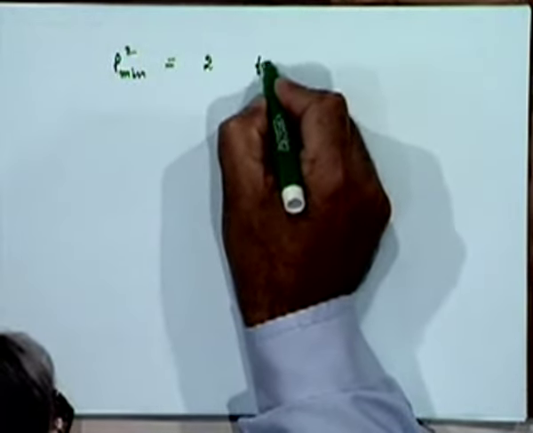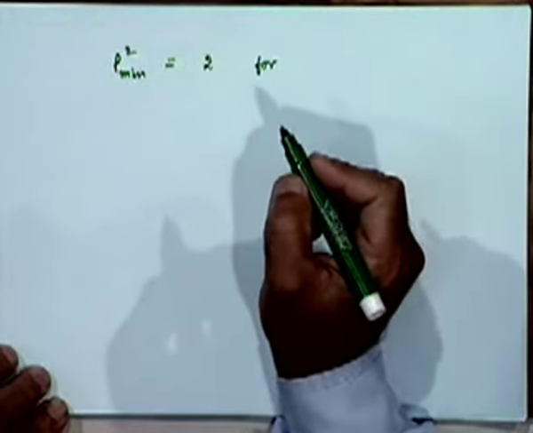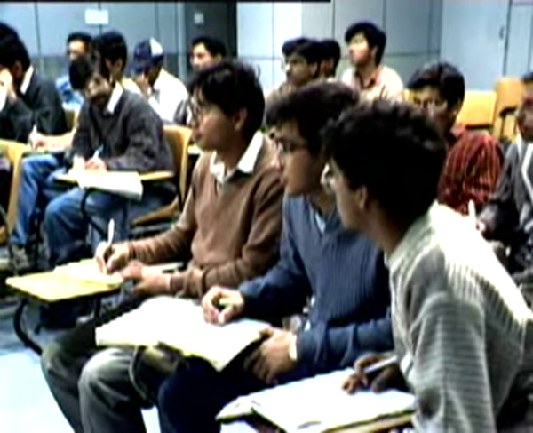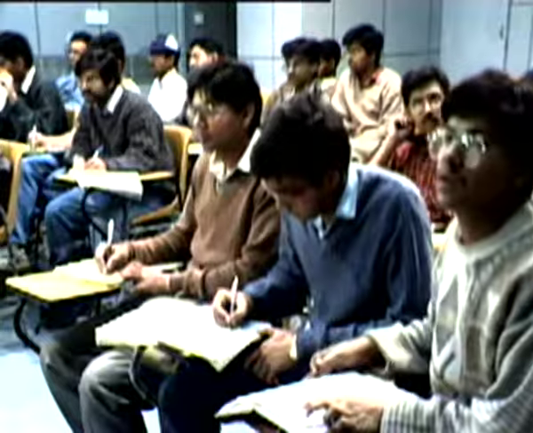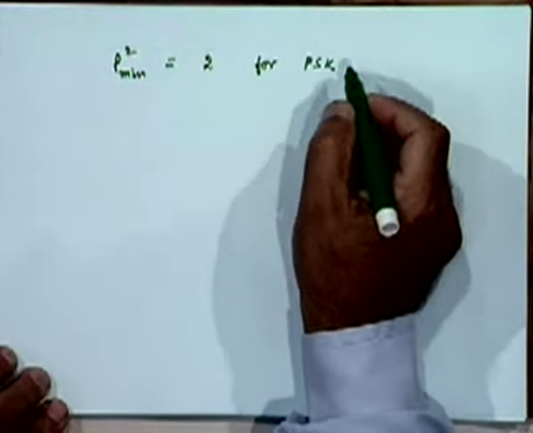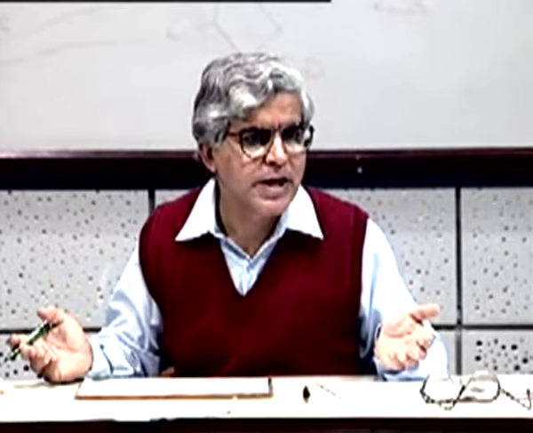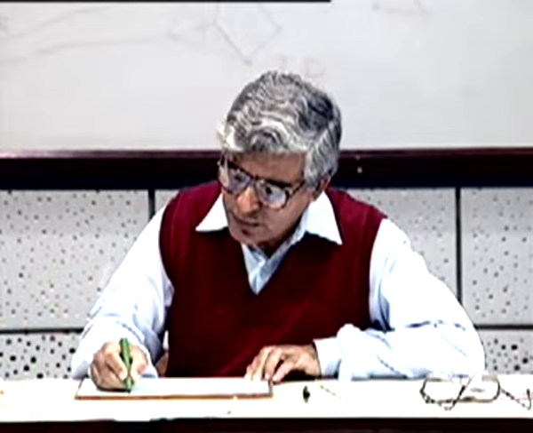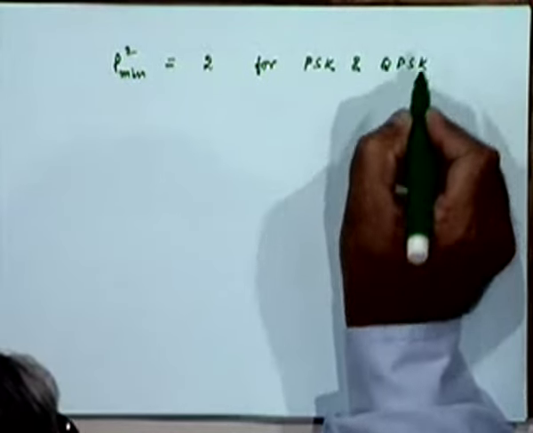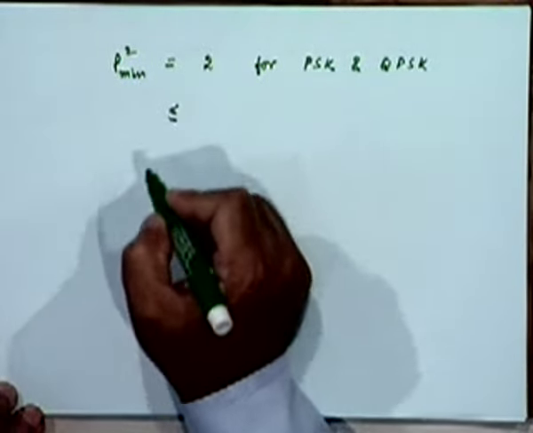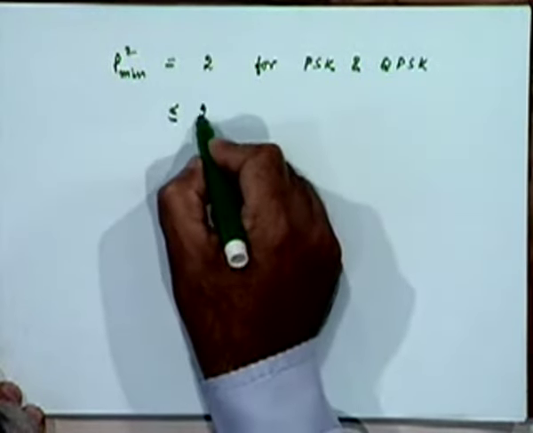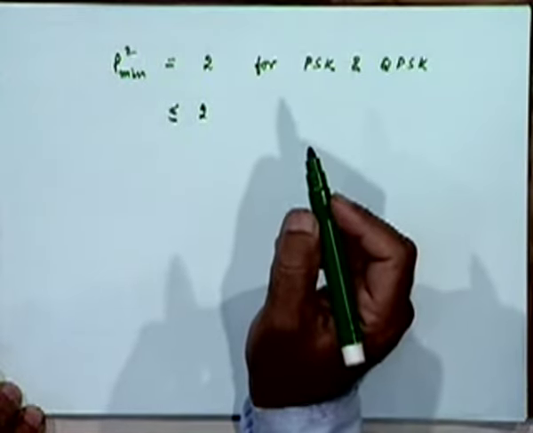And can you give me the constellations for which it will be equal to 2? PSK and QPSK are examples. Binary PSK is also included in this general discussion, although strictly speaking it is binary and not M-ary. For PSK and QPSK, you can convince yourself that this value is going to be less than 2 for all other constellations.